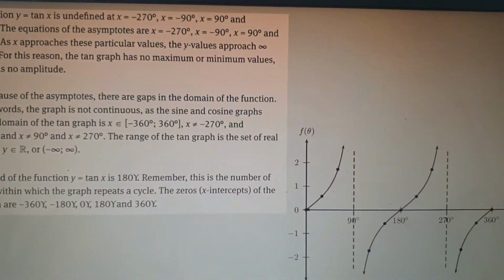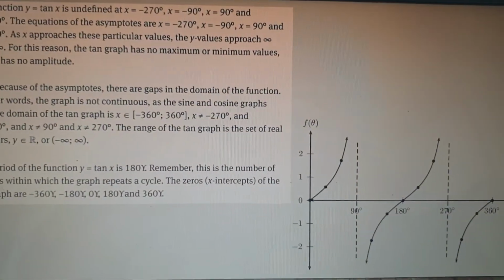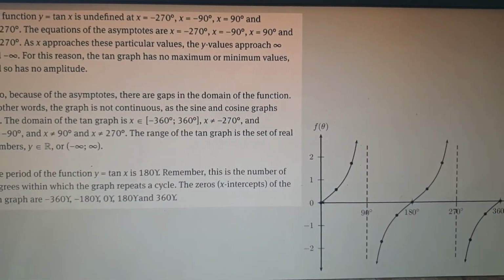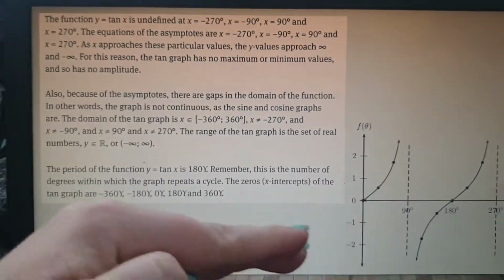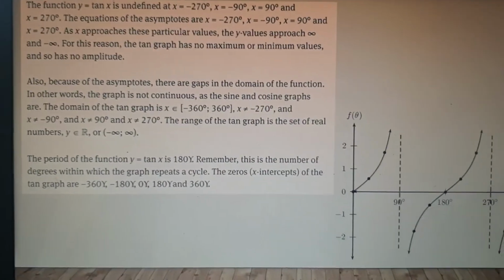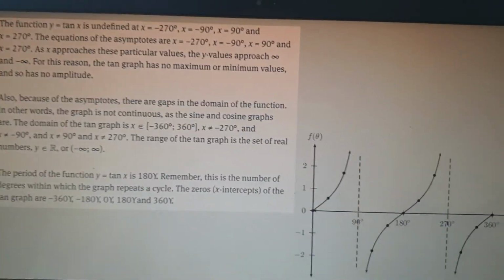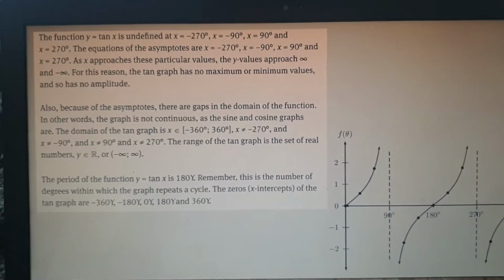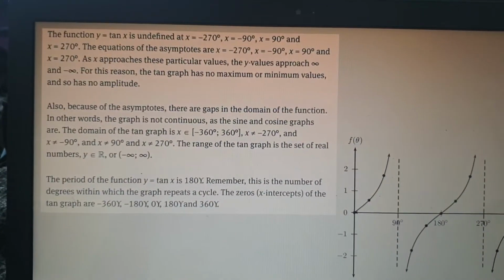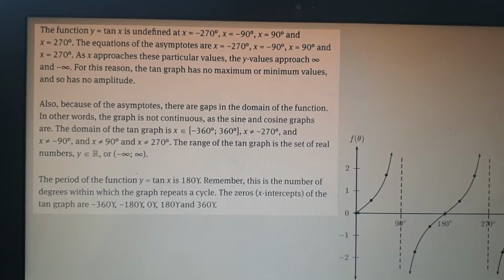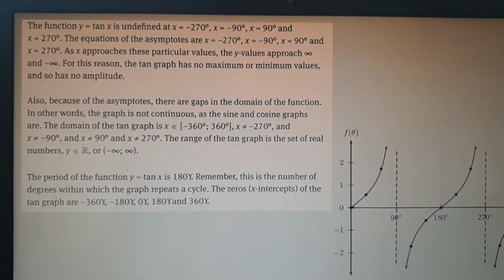And because of this, we have no maximum or minimum values when it gets to the Tan graph, because with the cos and the sin, this is how high it goes, that's the maximum value. This is how low it goes, that's the minimum value. And obviously, we worked out the amplitude by saying maximum value minus minimum value divided by 2. If we don't have a maximum or a minimum value, we also have no amplitude for the Tan graph.